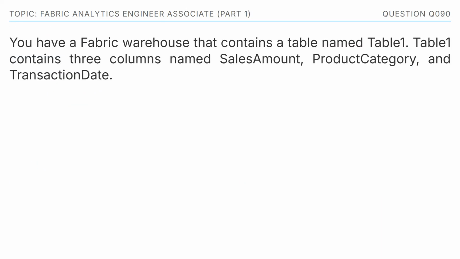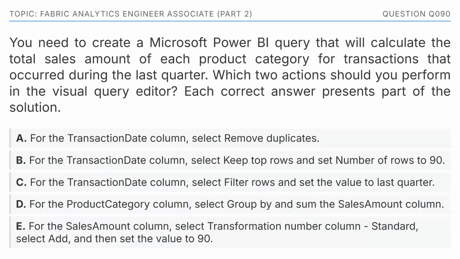You have a Fabric warehouse that contains a table named Table 1. Table 1 contains 3 columns named Sales Amount, Product Category, and Transaction Date. You need to create a Microsoft Power BI query that will calculate the total sales amount of each product category for transactions that occurred during the last quarter. Which 2 actions should you perform in the Visual Query Editor?